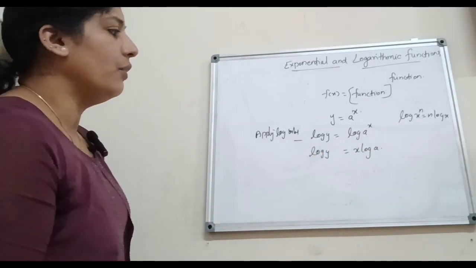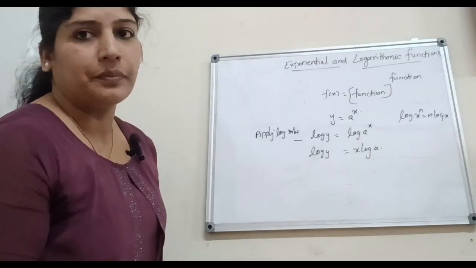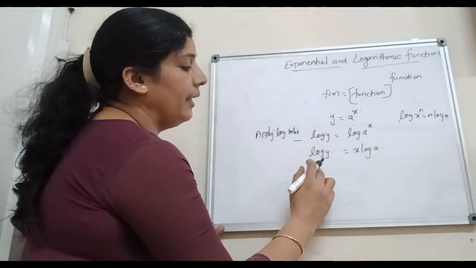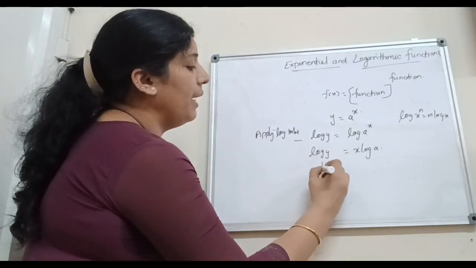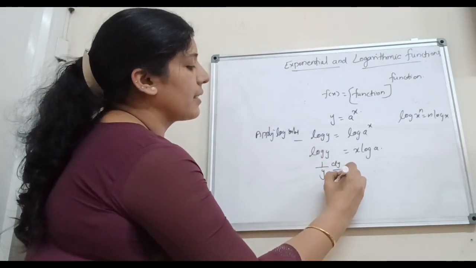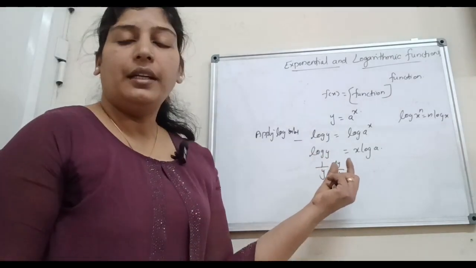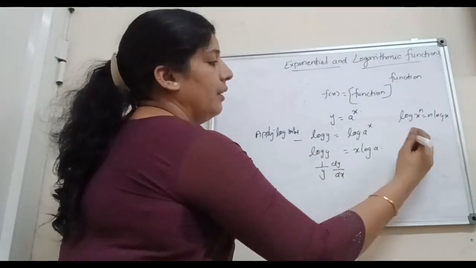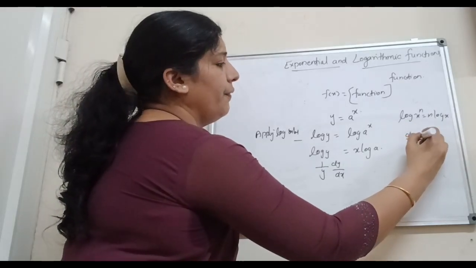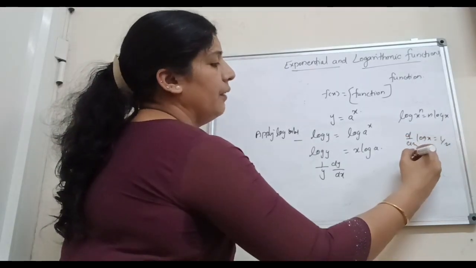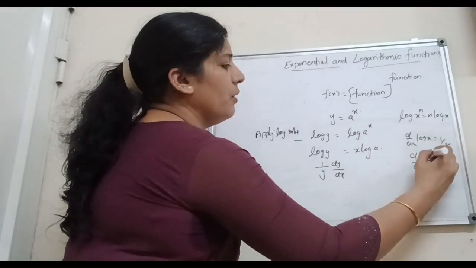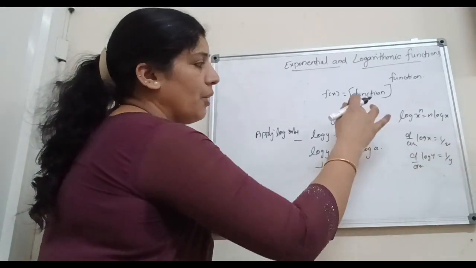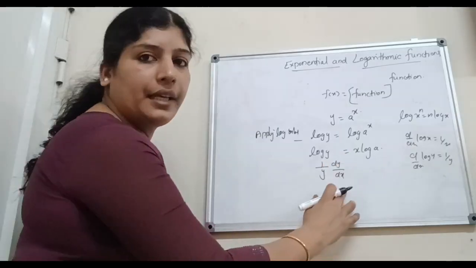Next, we have to differentiate on both sides with respect to x. Therefore, d by dx of log y is 1 by y into dy by dx. Here the function is defined on x, therefore again we have to find dy by dx. We know that d by dx of log x equal to 1 by x. Therefore, d by dx of log y is also 1 by y, like that. Here y is also a function of x, therefore we have to find dy by dx also.